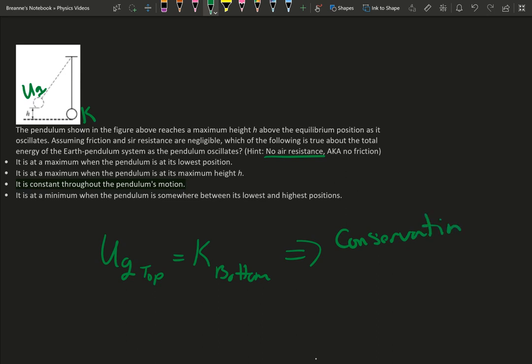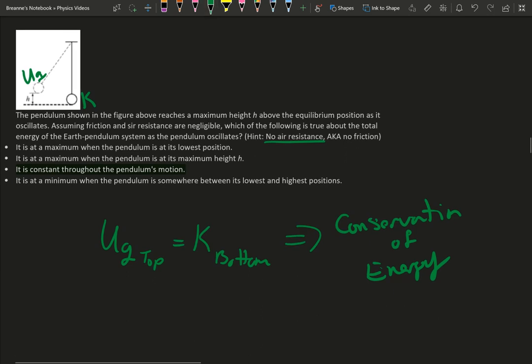Conservation of energy. That's how you're able to do that. It's through the conservation of energy. You have potential at the top equals your kinetic at the bottom. And it's an even transfer through. So, which of the following is true about total energy of the Earth pendulum system as the pendulum oscillates?